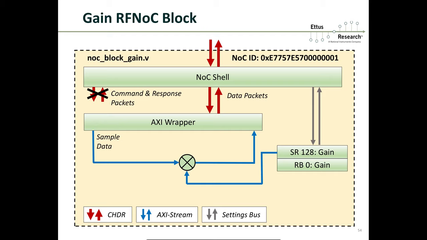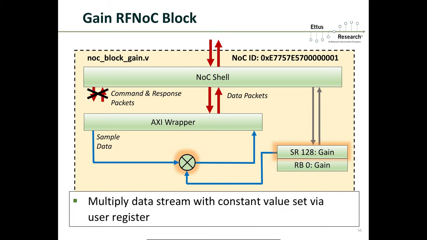Here's what our gain block looks like when we include our user logic and user registers that we're going to be implementing shortly. We can see in the upper left the command and response packets, the AXI-Stream interface to NoC shell. We're not using that. Most blocks don't use it, so I have it X'd out there. Then we have data packets coming from NoC shell going to AxiWrapper. Out of AxiWrapper, we have sample data coming into a multiplier, which we multiply with a constant value that's set via a user register, address 128, for gain. Those are controlled via NoC shell over the settings bus, as explained earlier.